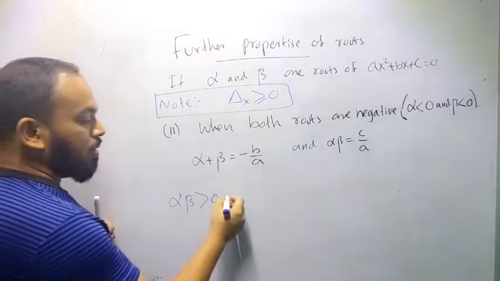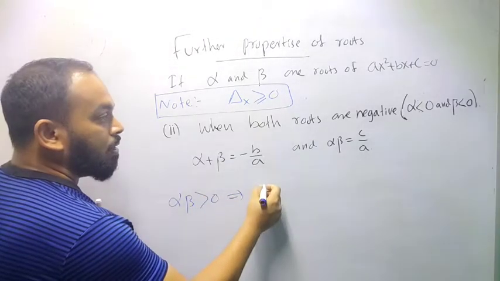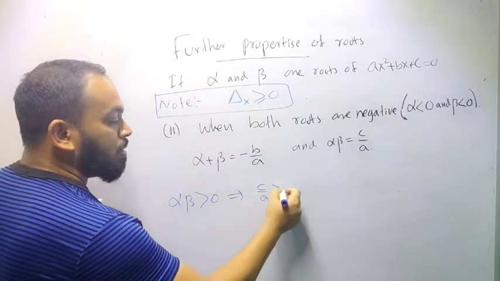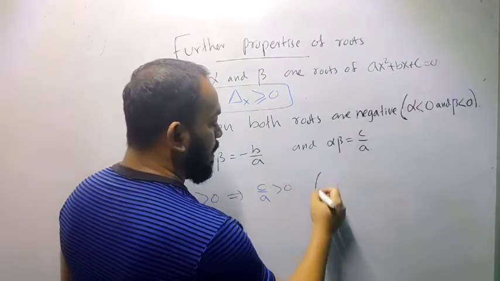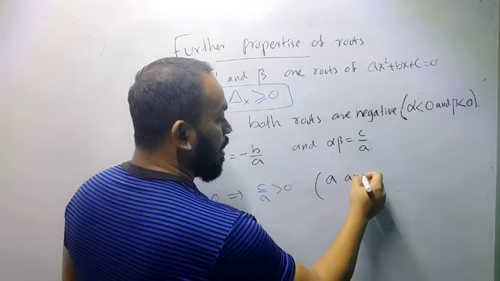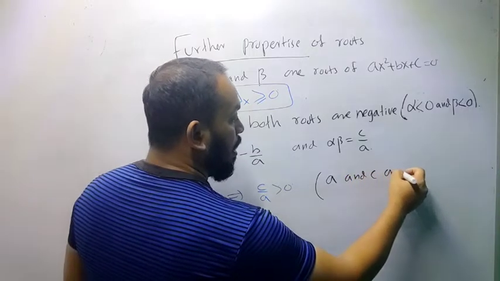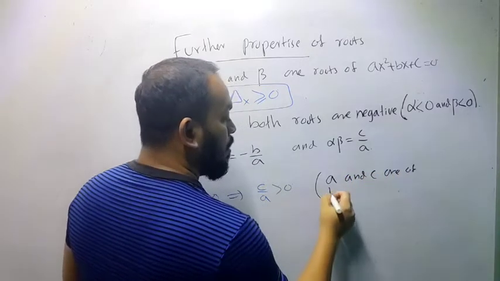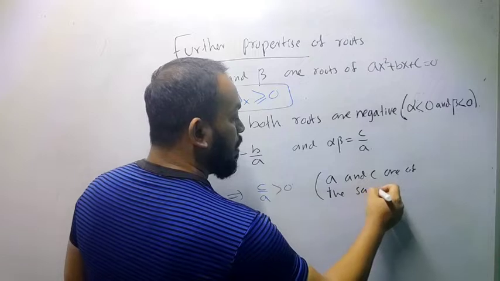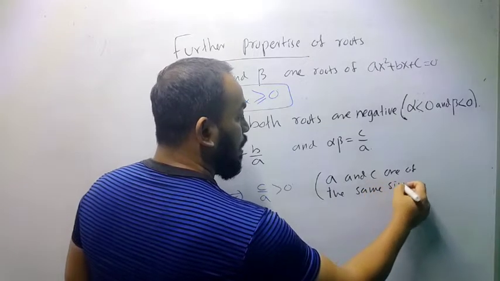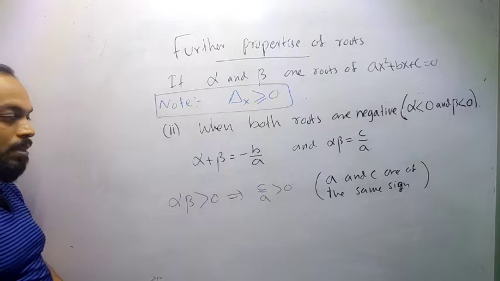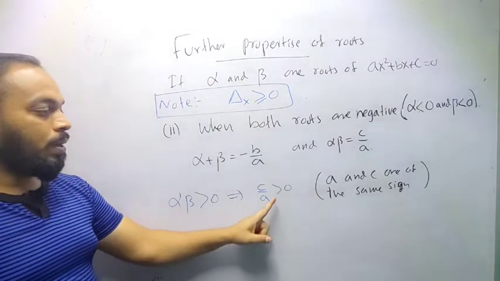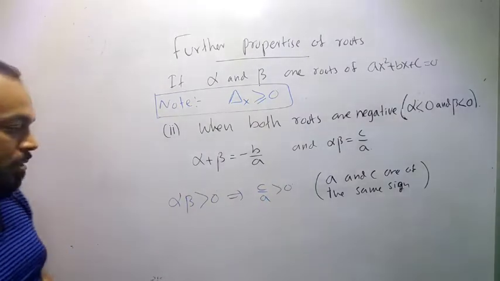AB is positive, this implies again C over A is positive. What does that mean? That means A and C are of the same sign. If they are both of the same sign, then C over A will always be positive.